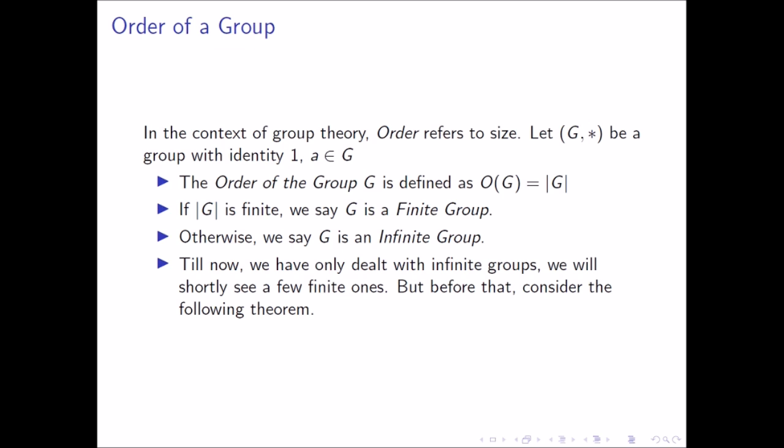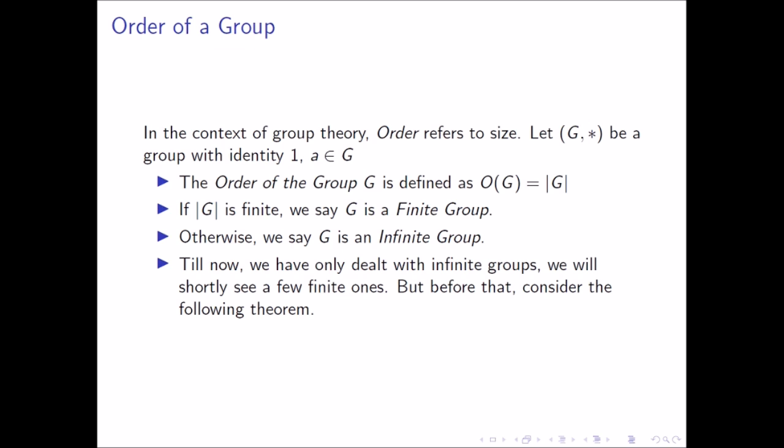Let G comma star be a group with identity 1 and A be an element of G. The order of the group G is defined as the size of G, the cardinality of G, as we had seen in set theory. So if the cardinality is finite, we simply say G is a finite group and the order of G is the size. Say G has n elements, then the order of G is n. Otherwise, we say G is an infinite group. This part is pretty simple and it's basically the cardinality.